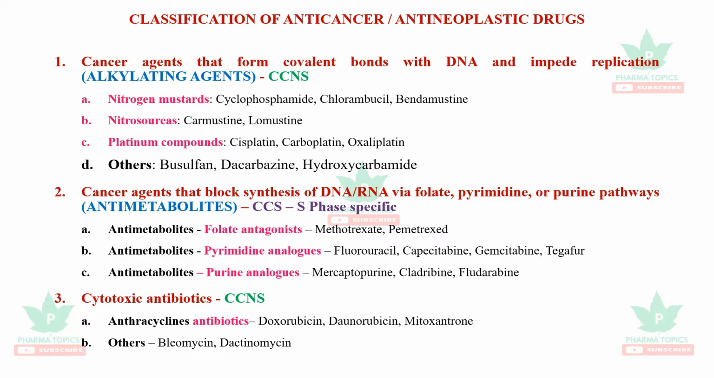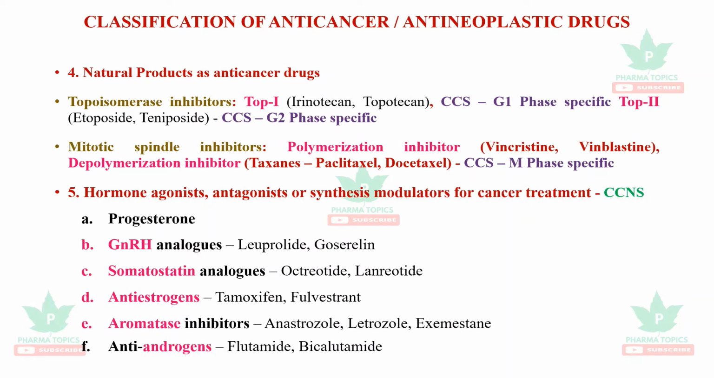Then purine analogs: mercaptopurine, cladribine, and fludarabine. Third set of drugs are cytotoxic antibiotics. They are cell cycle non-specific. They are anthracycline antibiotics, doxorubicin, daunorubicin, mitoxantrone, and others are bleomycin and dactinomycin. Then the fourth set of drugs are natural products as anti-cancer drugs.